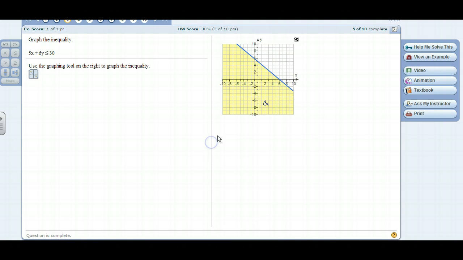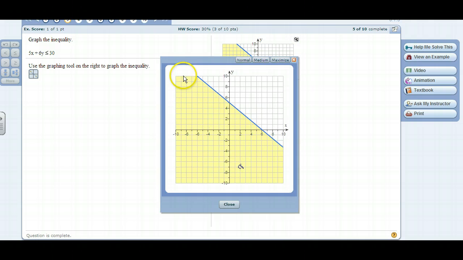Alright, so again, what did I do? I used the x and y intercept, meaning ignore one of the variables at a time. 5x less than or equal to 30. That means x is less than or equal to 6. Okay, so we're going back this way. And then cover up the x. That's letting it equal 0. 6y is less than 30. Divide both sides by 6. y is less than 5. So that means we're down below here. Alright, and so that means we're shading in this region.